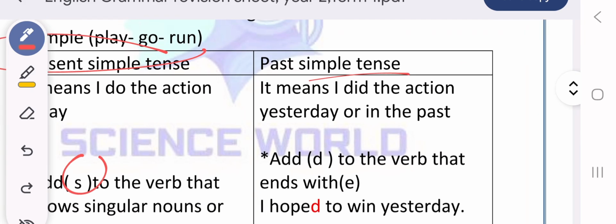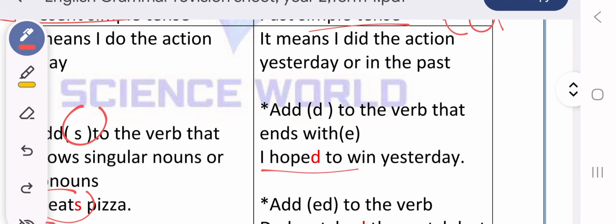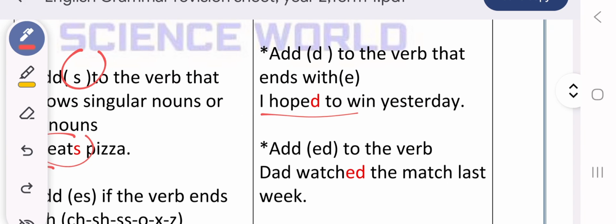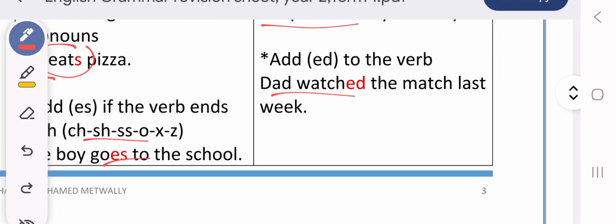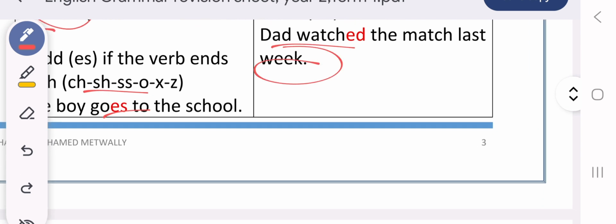Past simple, it means we are going to add ed. Why? Because Heba did that in the past, yesterday. Like I hoped to win. But this verb ends with E, so we'll add only D. I hoped to win. Watch it. Dad watched the match. We add ed normally. In the past, last week.